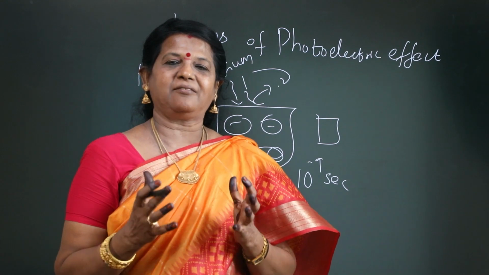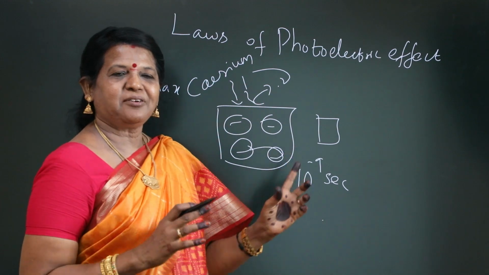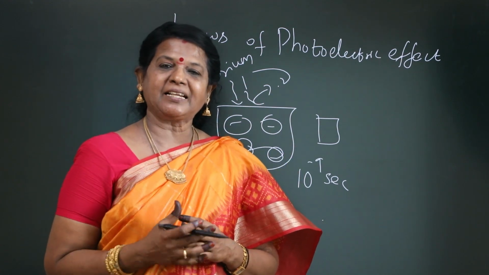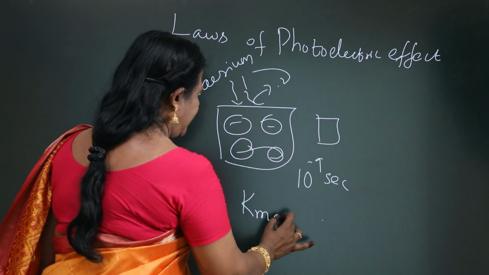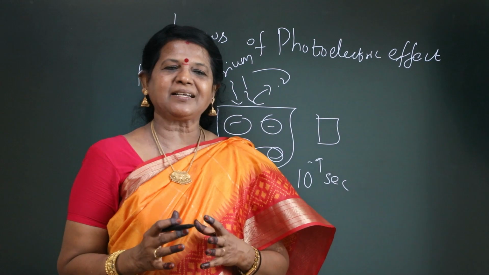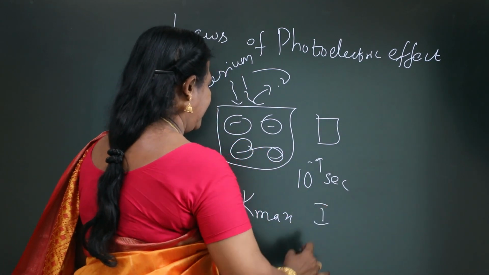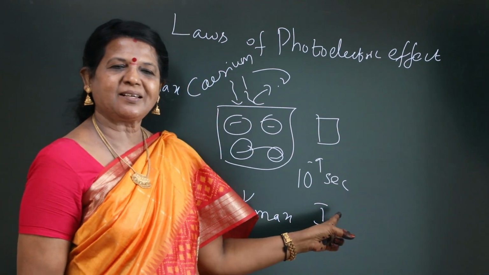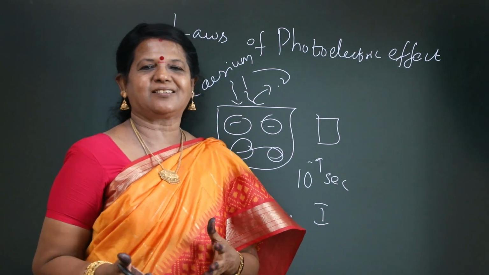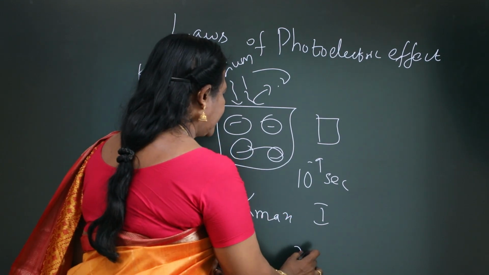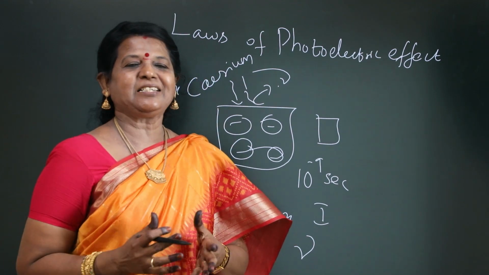First example, we have just taken the cesium metal. For the cesium metal, the maximum kinetic energy is represented as K max. This K max depends on the intensity of the incident light. Let the intensity of the incident light be I. Then K max does not depend on the frequency of the incident light. Let the frequency be nu.